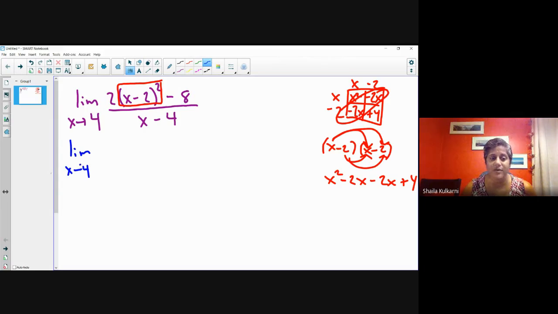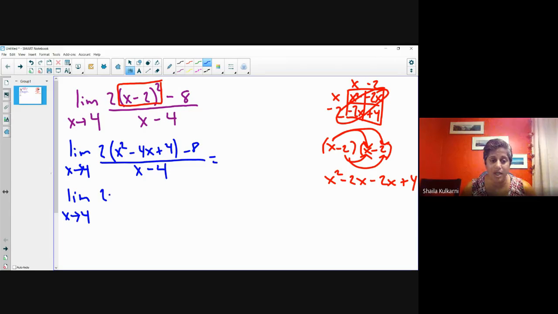So we have the limit as x approaches 4 of 2 times what that is FOILed out. Now you're going to notice if I was to substitute, I still have 0 over 0. So I'm going to keep going. So this time I'm going to distribute the 2. By the way, look at my notation. Limit x approaches the function, and then I write an equal sign.